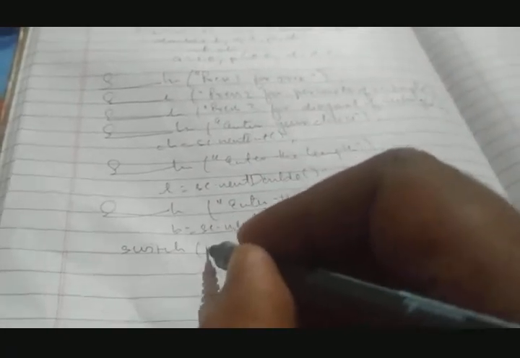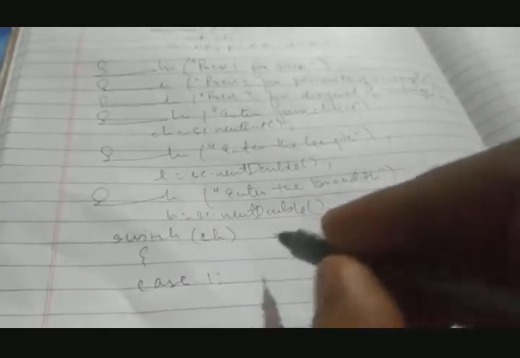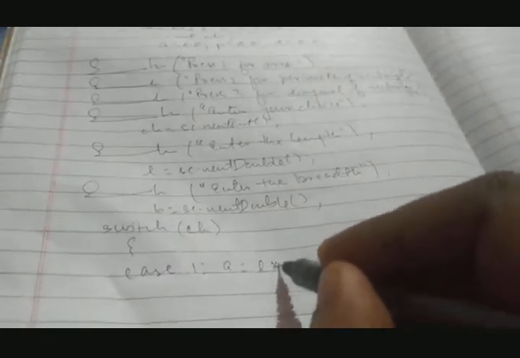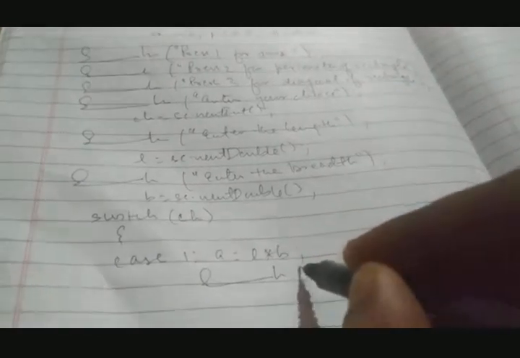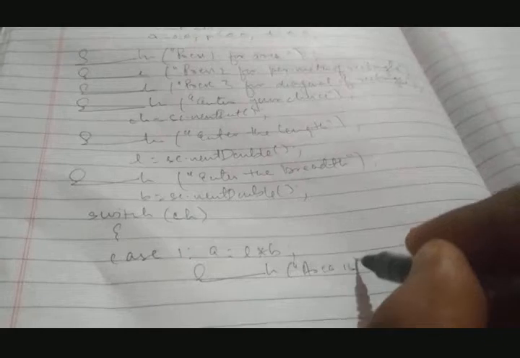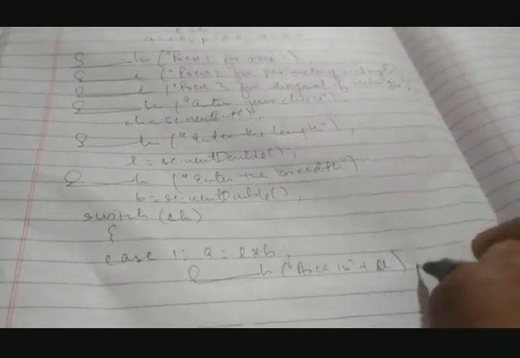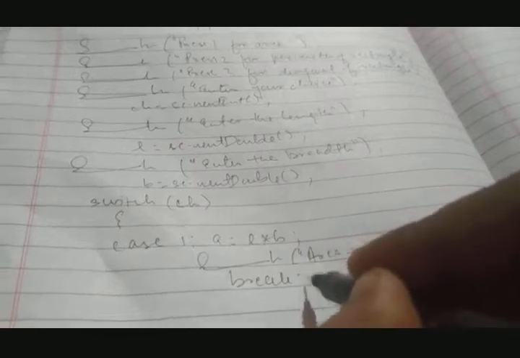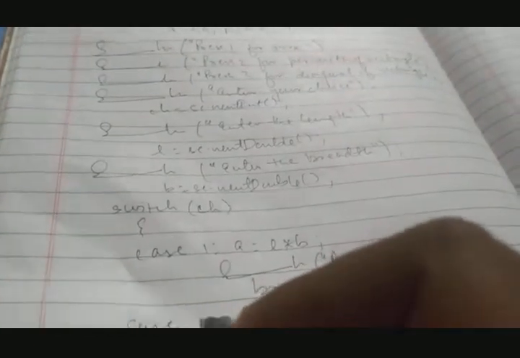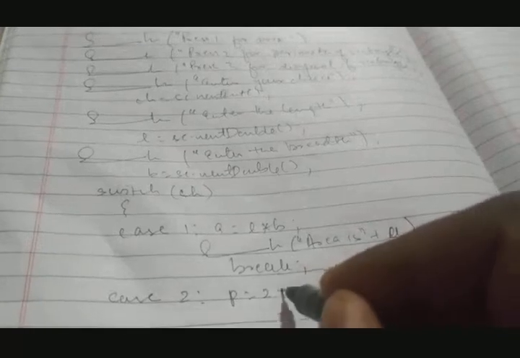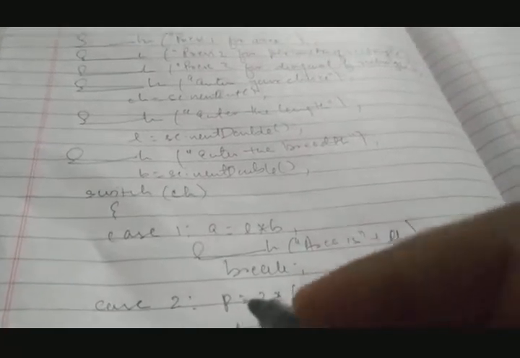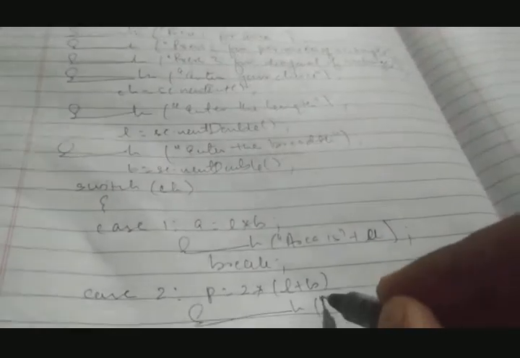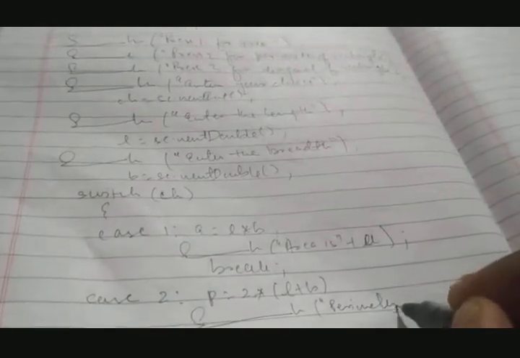Now pass on to the switch, and you pass on the choice ch. Case 1: area equals length into breadth. Println area is plus a. Break. Case 2: perimeter equals 2 into length plus breadth. So println perimeter is plus perimeter. Break.